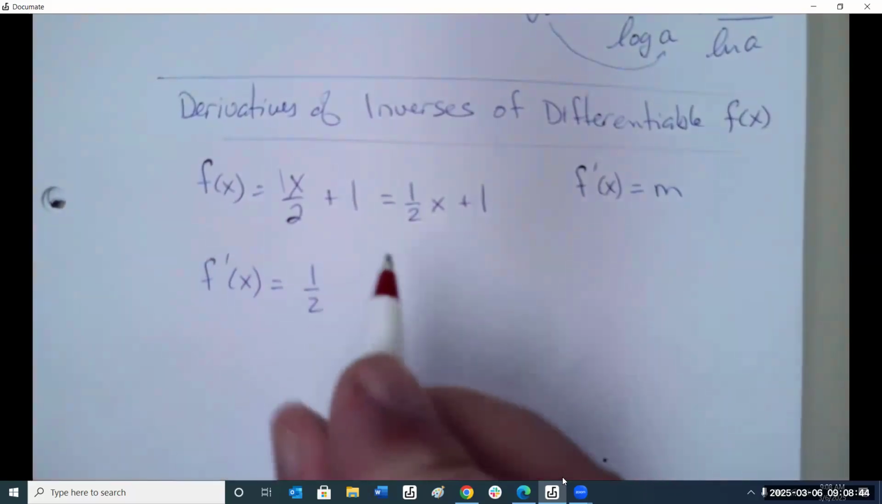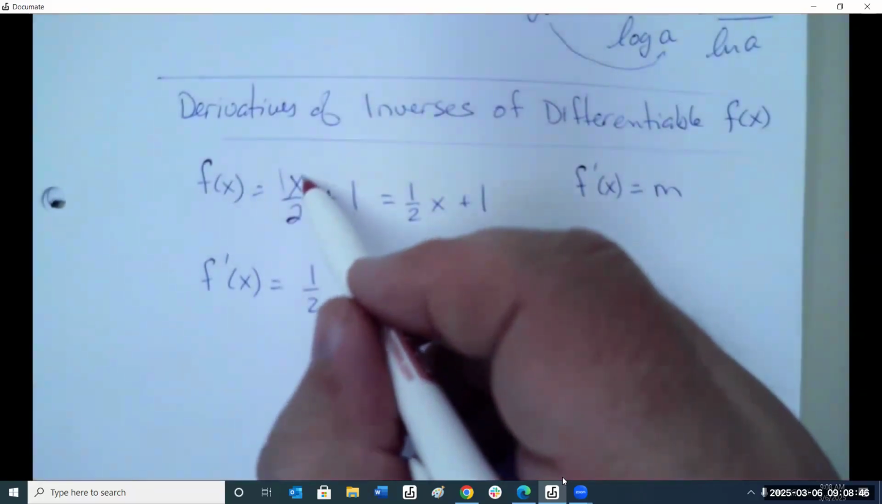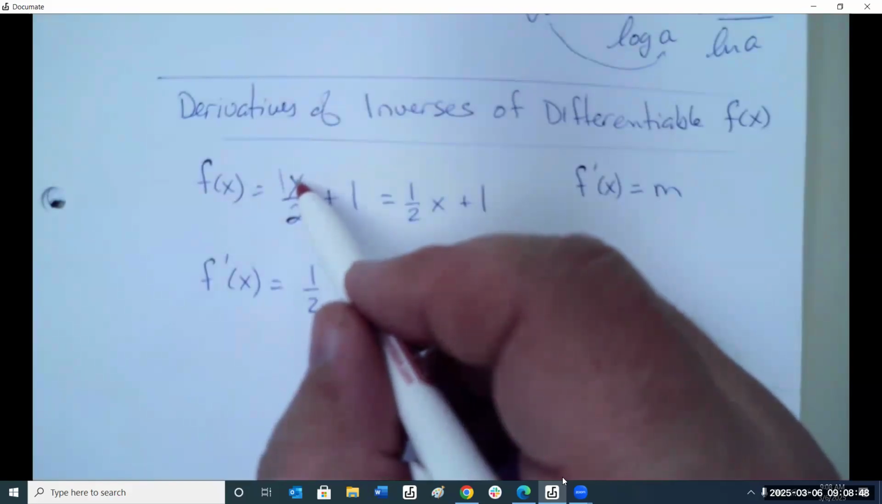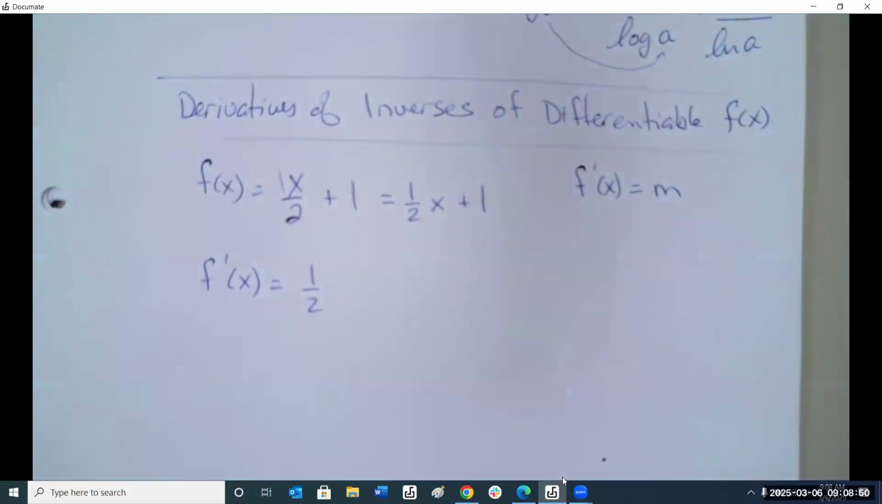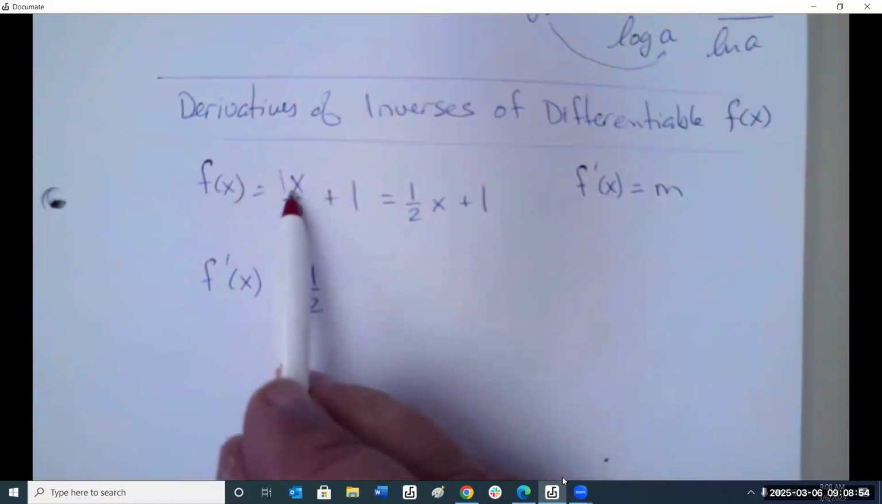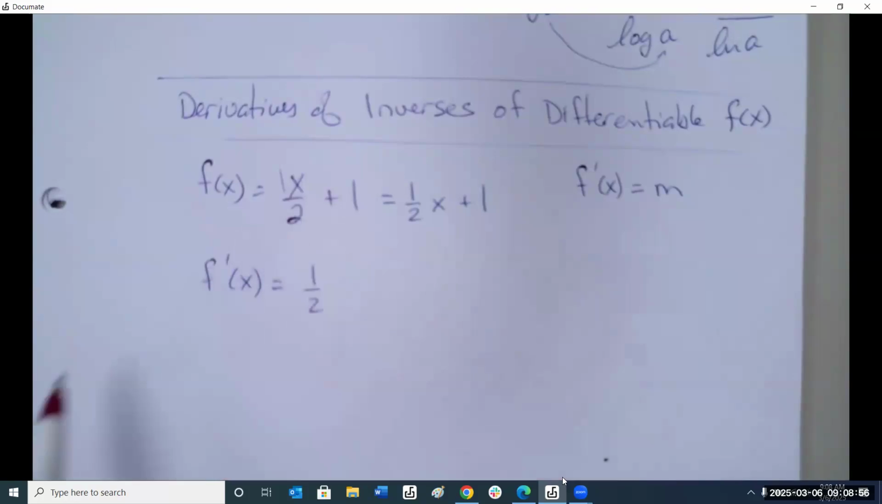1 over 2. You only take the derivative of x. What's the derivative of x? 1. So it's 1 over 2. It's not a quotient rule. It's not anything. You just take the derivative of x. It's 1, so it's 1 over 2. This one goes to 0.